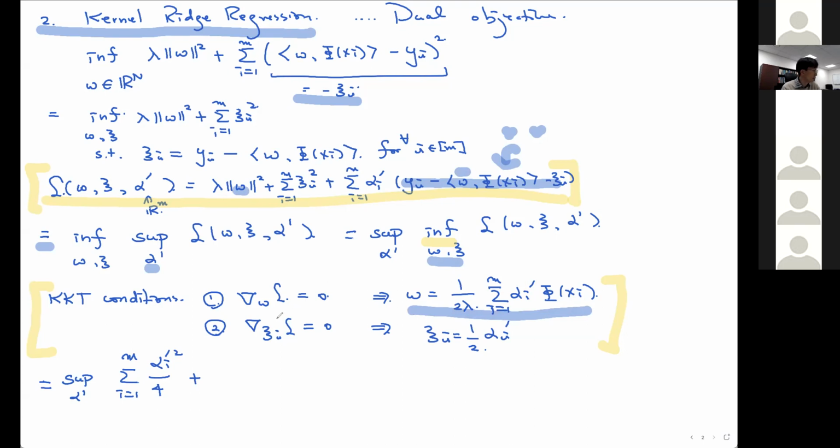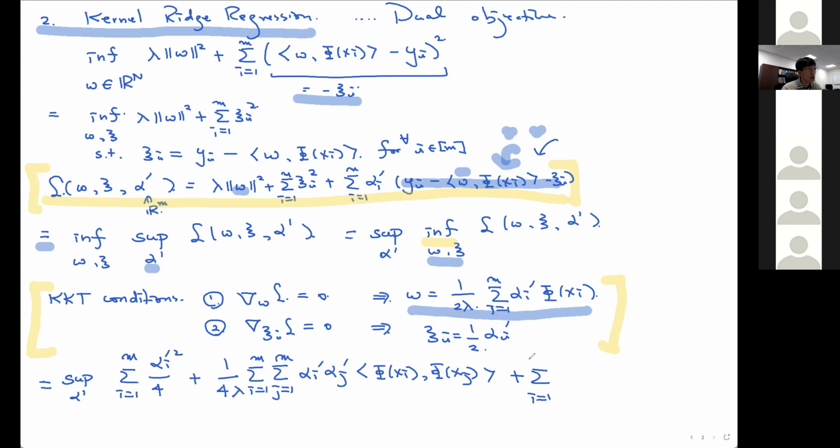And then if we simplify it, we'll just write it there. So if you plug this in, lambda W square becomes 1 over 4 lambda, summation i equal to 1 through m, summation j equal to 1 through m, alpha i prime, alpha j prime, and then inner products of phi of xi and phi of xj. And then the remaining terms will become like this.